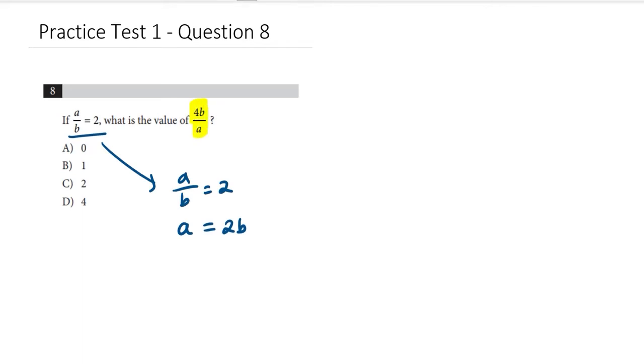Okay, so 4b over a is 4b over 2b. All I did was substitute a with 2b, and just cancel out whatever we have here. So the b and b will be canceled. 4 over 2, that will be just 2. So the answer is 2. The correct answer is C.